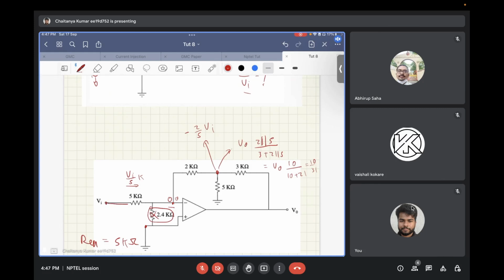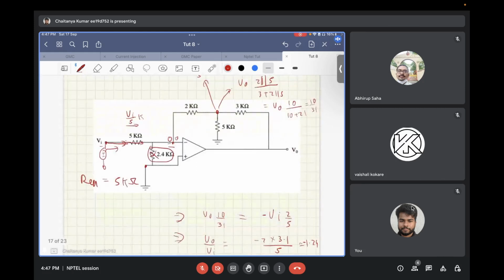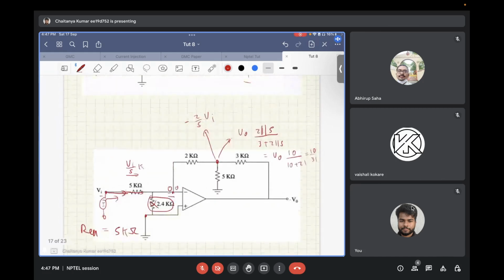So the current that will be flowing through this 5 kilo ohm resistor will be Vi minus 0 by 5 kilo ohms, and hence the equivalent resistance that this voltage source will be seeing will be 5 kilo ohms only. So now, to find out the gain from input to output.